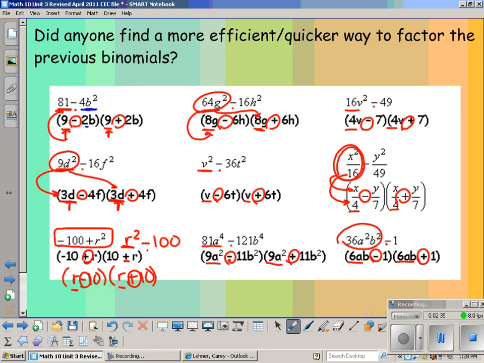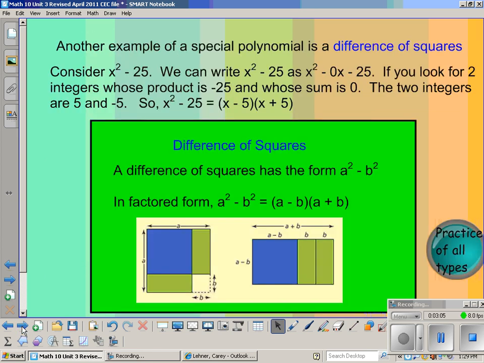Look at the relationship between the last terms. Hopefully you recognize it's the same. They've been square rooted. Square root of 4b squared is 2b. Square root of 16f squared, 4f. Square root of 36t squared, 6t. These types of polynomials are called difference of squares.